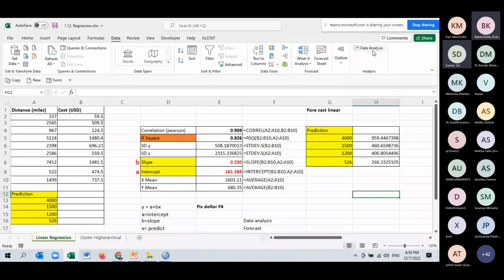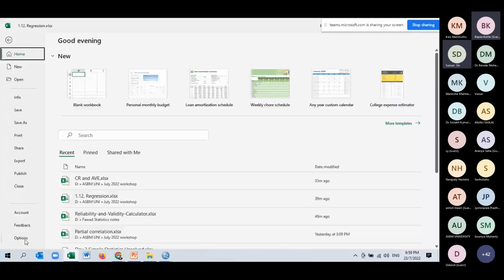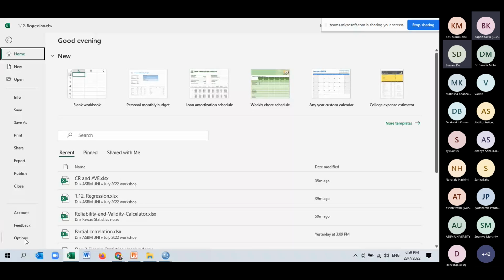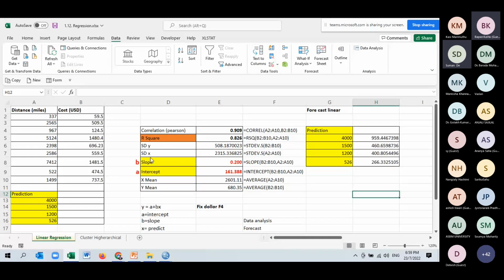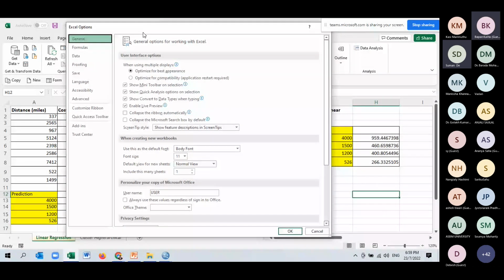go to File. Click on File, the first menu, and then go to the last option. When you click File, go to the last option. Just click on it, Options. When you click Excel Options, you will get this window. In this, click Add-ins.